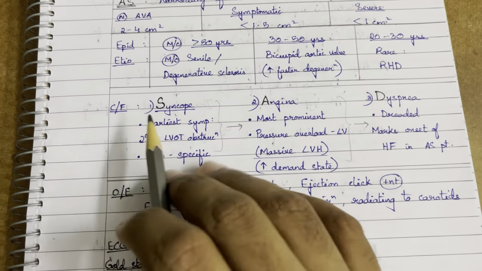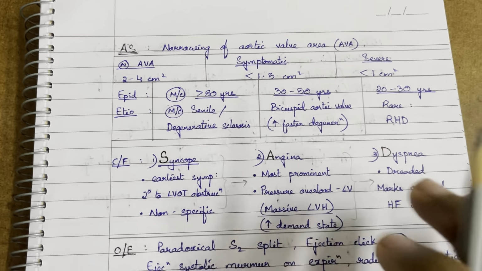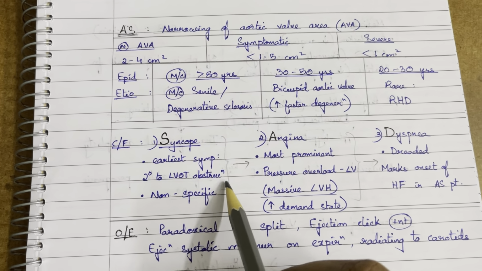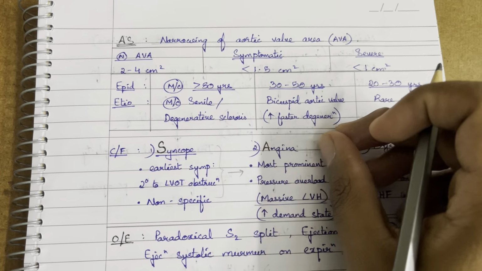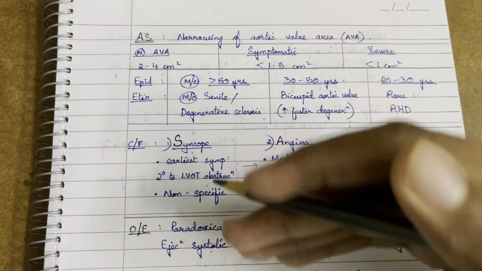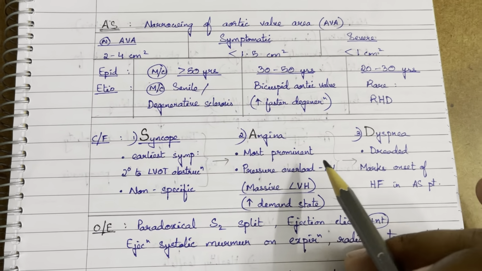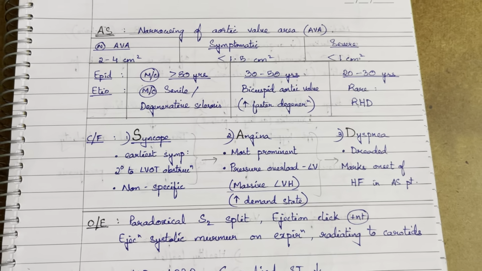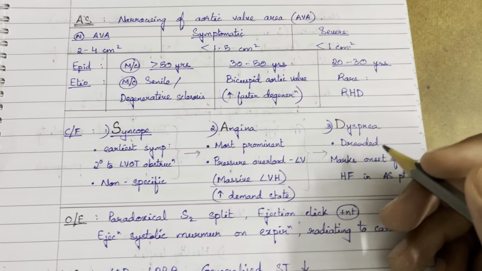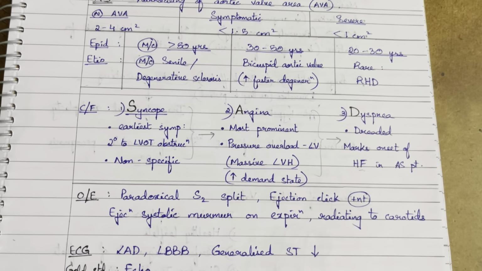So clinical features, remember it as SAD. Syncope, angina, dyspnea keep progressively increasing based on the severity. Syncope is the earliest symptom because the aortic valve is stenosed and the cardiac output is decreased, so there is decreased cerebral perfusion. Then angina is most prominent, because of pressure overload of the left ventricle, there is massive left ventricular hypertrophy because of increased demand state. And finally, dyspnea marks the onset of heart failure in a patient of AS.